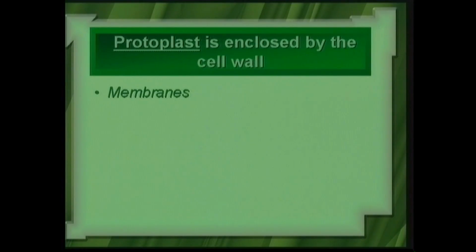All right. We also have the cell sap, also known as cytosol. It's actually the liquid in which these different kinds of organelles are suspended, and they kind of move around in the cell as well, where they're needed. Another thing about the plant cell: the protoplasm is enclosed by the cell wall, and the outermost part of the protoplasm is called the cell membrane, also known as the plasma membrane.